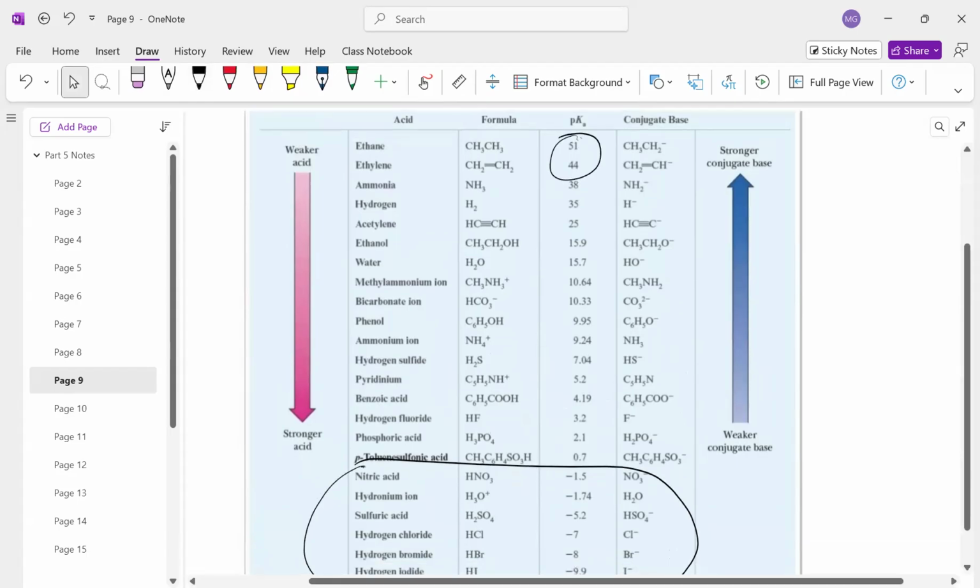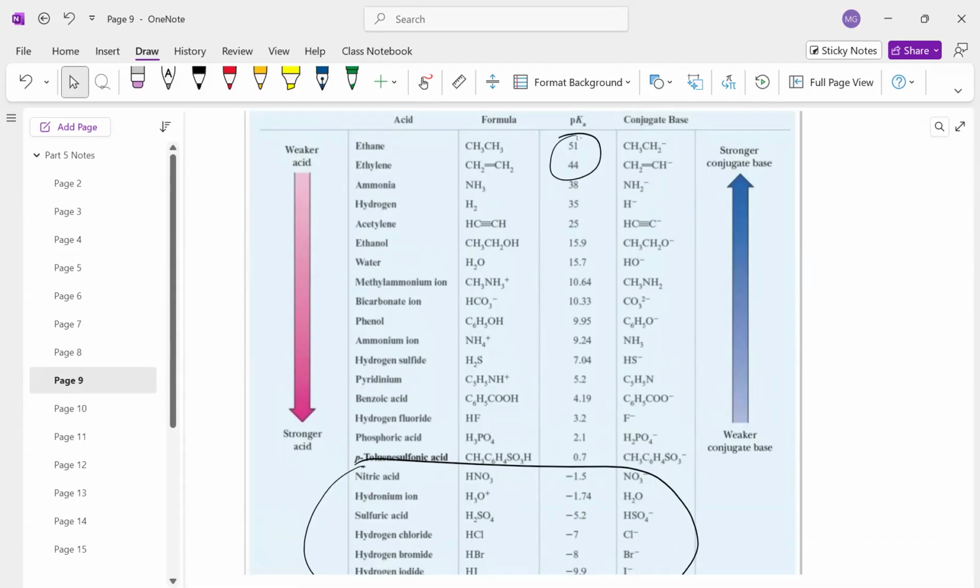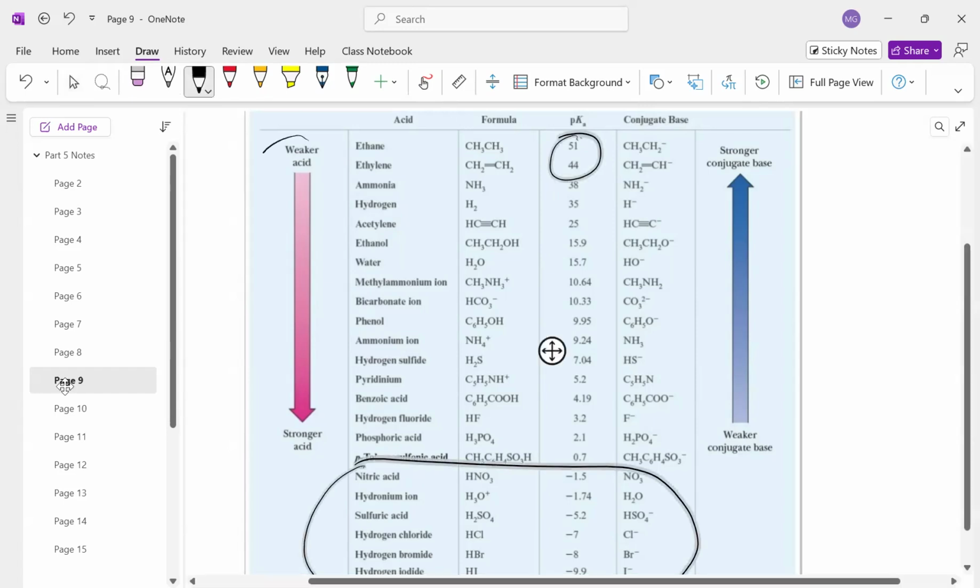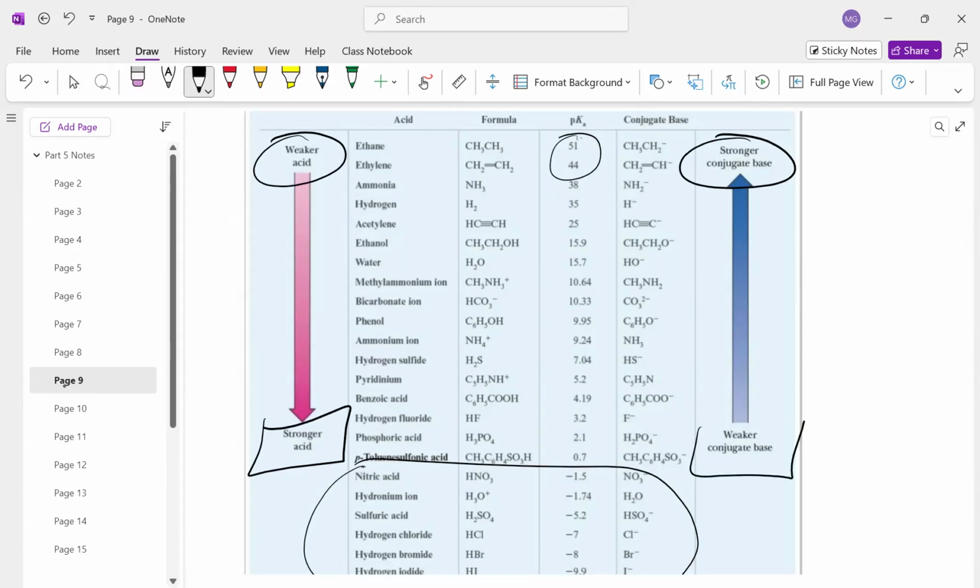But again, I want to highlight some important things from general chemistry. One of those trends is the inverse relationship between the strength of an acid and the strength of its conjugate base. So the weaker the acid, the stronger the conjugate base, and vice versa. The stronger the acid, the weaker its conjugate base. That's an important trend you learned in general chemistry, and I do want you to remember that going into organic chemistry as well.